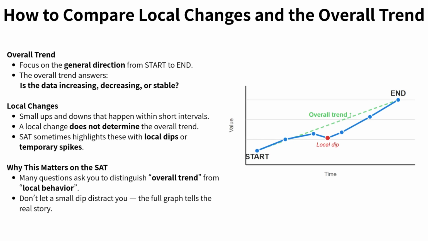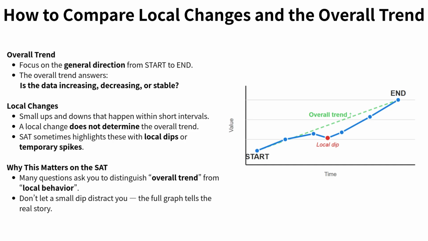On this slide, let's look at how to compare local changes with the overall trend on a graph. The most important idea is the overall trend, the general direction of the data from the start to the end. When you look at the full graph, ask yourself a simple question. Is the data increasing, decreasing, or staying roughly the same over time?